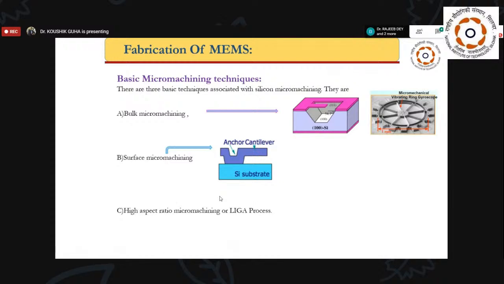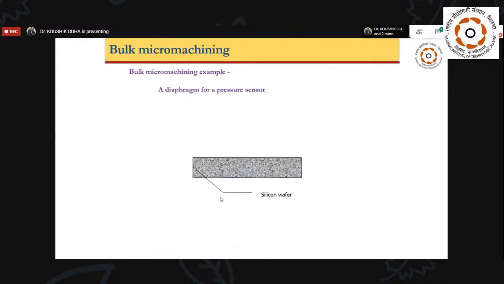Then another fabrication process is LIGA. It is also very high aspect ratio micromachining, where we can build very complex and high precision structures with the help of this LIGA process. Now, that's one example I'd like to mention of how bulk micromachining happens.